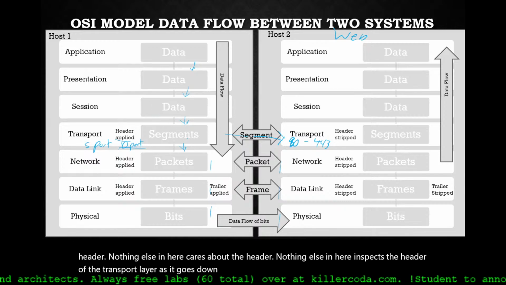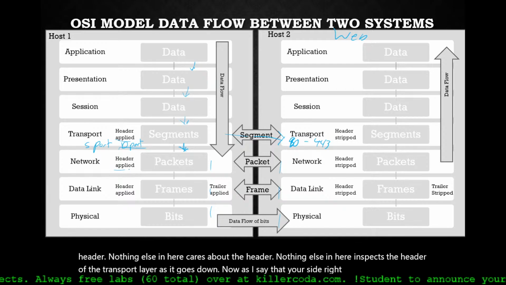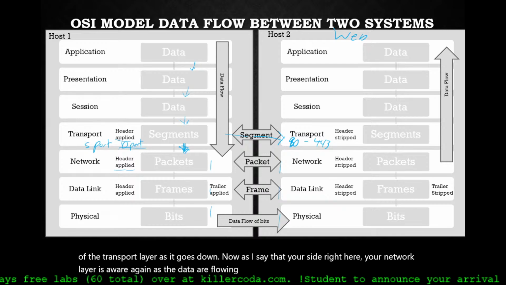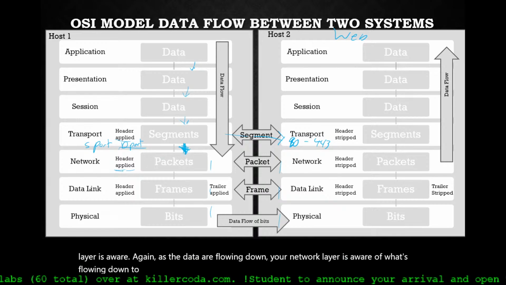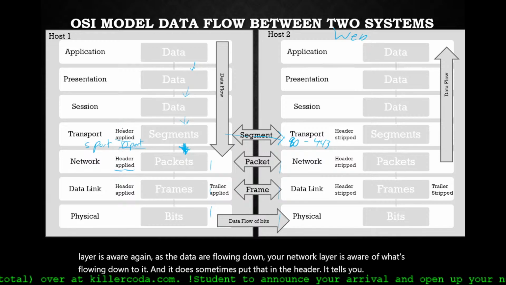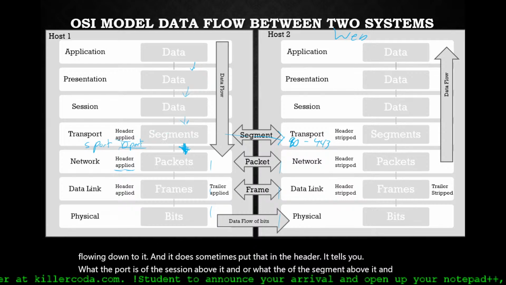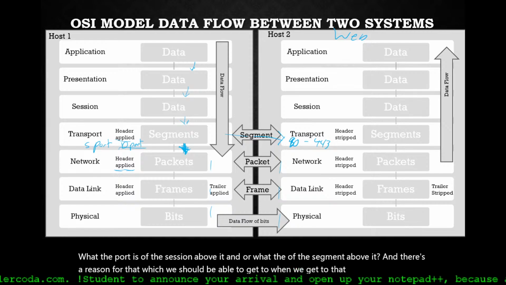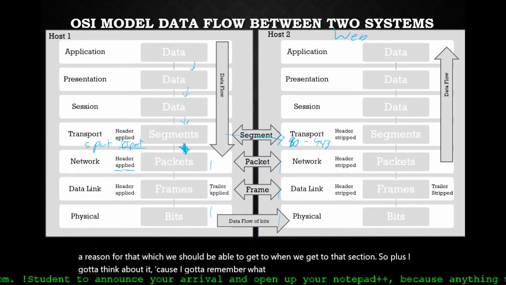Now, as I say that, your network layer, as the data are flowing down, is aware of what's flowing down to it, and it does sometimes put that in the header. It tells you what the port is of the session above it, or of the segment above it. And there's a reason for that, which we should be able to get to when we get to that section. Plus I've got to think about it because I've got to remember what that is.